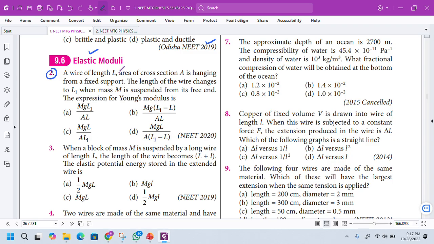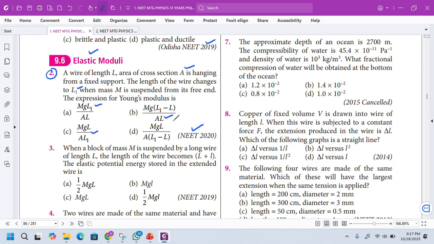A wire of length L, area of cross section A, is hanging from a fixed support. The length of the wire changes to L1 when mass M is suspended from its free end. The expression for Young's modulus is: answer A, mg L1 divided by AL; answer B, mg (L1 minus L) divided by AL; answer C, mg L divided by AL1; answer D, mgL divided by A (L1 minus L). This question was asked in NEET 2020, dear students.